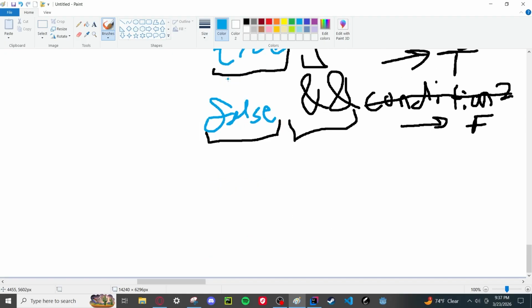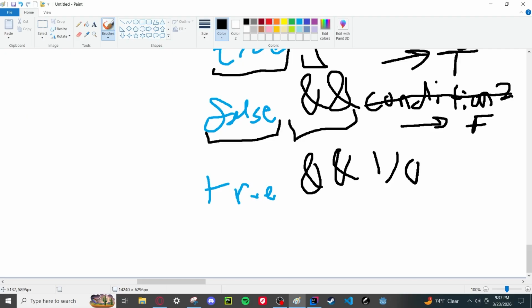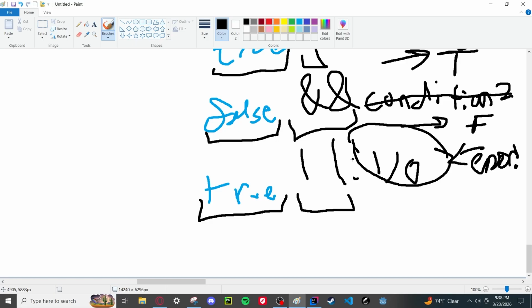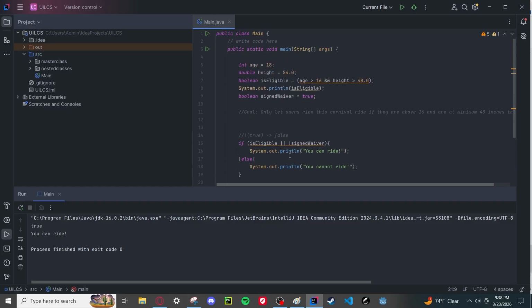Well, if condition 2 is something like true and 1 over 0, well, this actually returns an error. But because I'm doing straight short circuiting here, true or 1 over 0, this expression actually never gets evaluated. This right hand 1 over 0 never gets evaluated because Java sees it's true, Java sees it's or, it completely skips this and just will return true. Don't believe me? Let me show you right now.